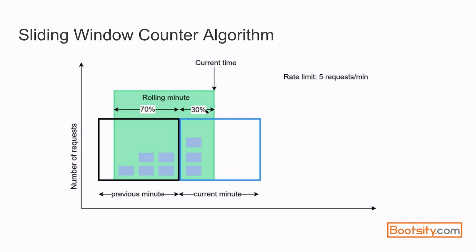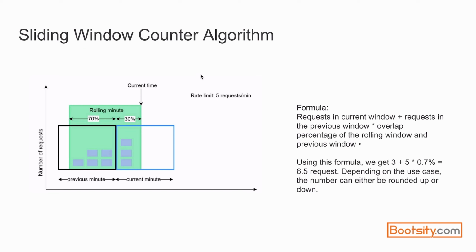In this algorithm, the rate limit is computed using this formula: requests in the current window, for example, in the current window we have served 3 requests, plus requests in the previous window. In the previous window, we have served 5 requests, multiplied by the overlap percentage of the rolling window and the previous window. So the overlap percentage is 70%. Using this formula, we get 3 plus 5 requests multiplied by 0.75. When we solve it, we get 6.5 requests. Depending on the situation or use case, we can either round it up or floor it down.